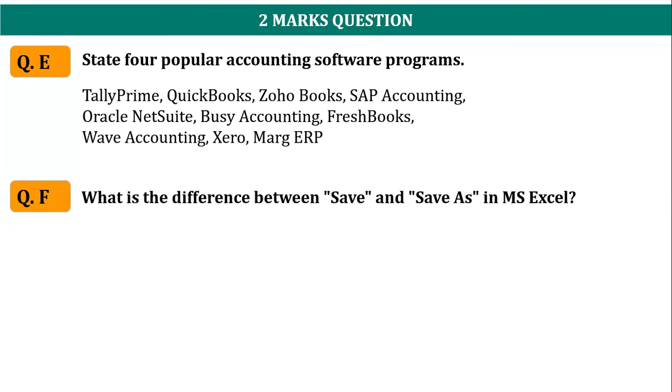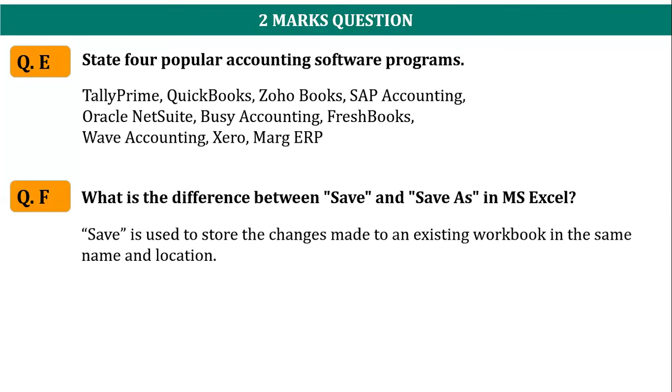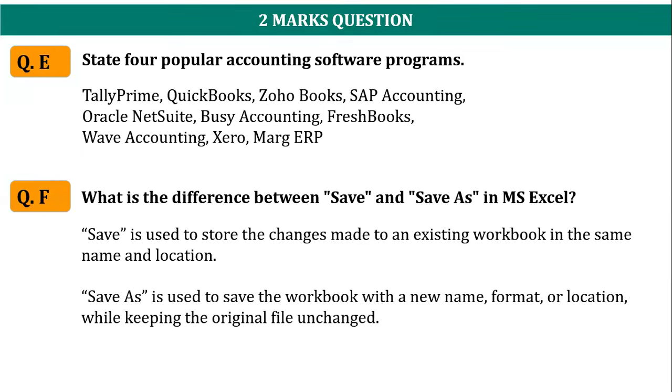Next, difference between save and save as in MS Excel. It's very simple. Save is for an existing file you have to save. Save as means if you want to relocate or if you want to save in another location, in such cases you have to select the save as option.